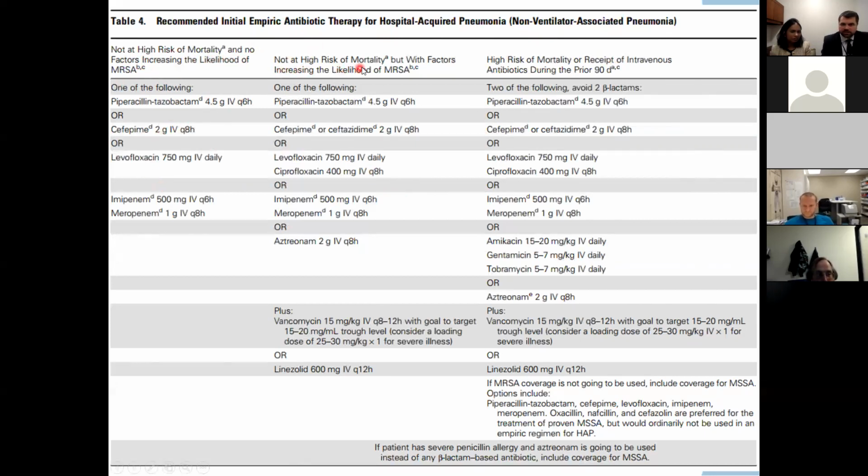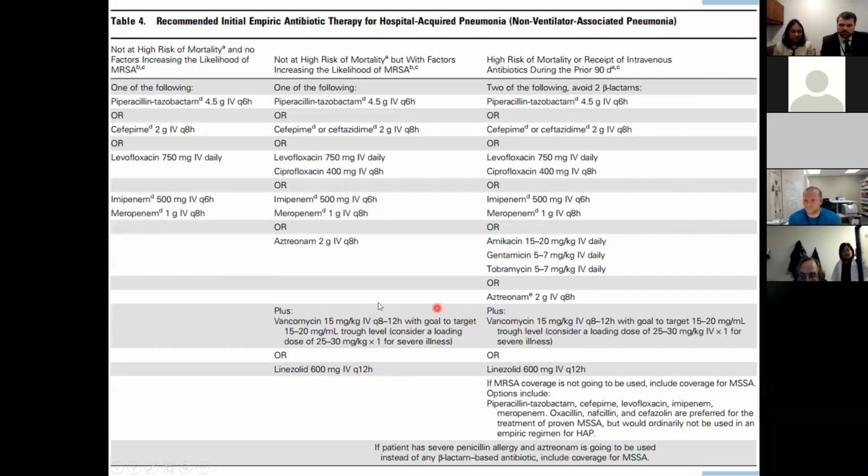The next option, they're not that sick, but they have likelihood of MRSA. So then you'd give one of the following plus vancomycin or linezolid down here. And then the next option would be they're really sick and they've gotten antibiotics in the past 90 days, so you want to cover them for drug resistance. So here you would choose one from the top, and it says 2 of the following, avoid 2 beta-lactams. So that's similar to the previous chart. So you'd choose 2 of the following plus vancomycin or linezolid. And again, as long as you know to reference these charts, this isn't something you would really have to memorize.